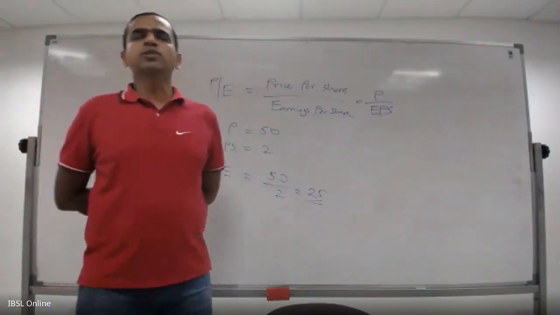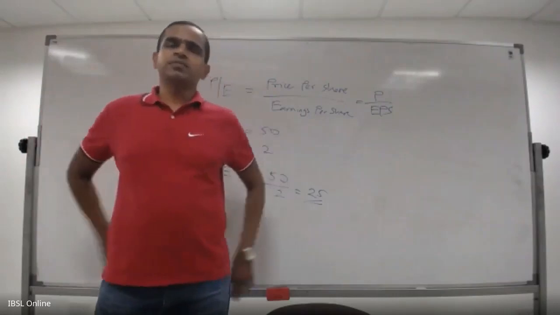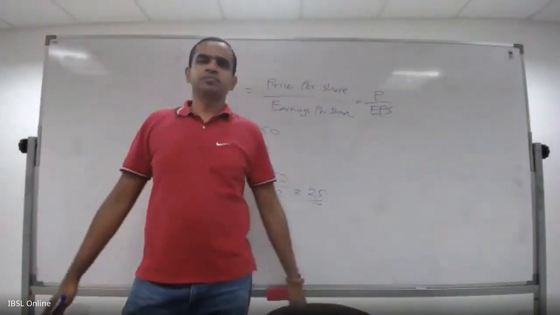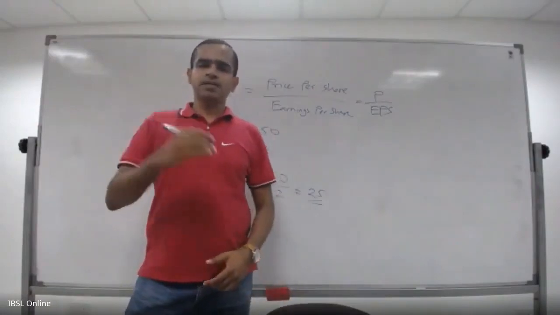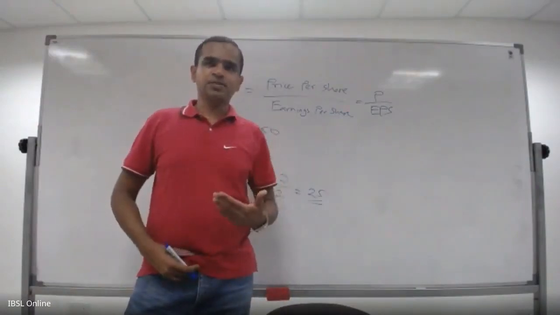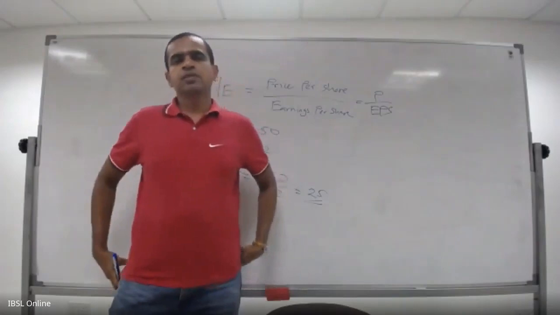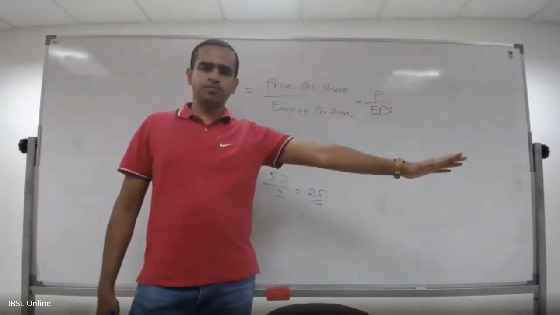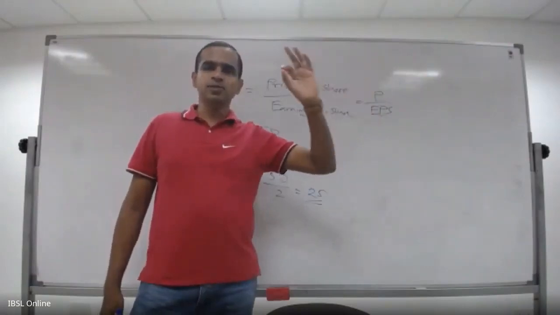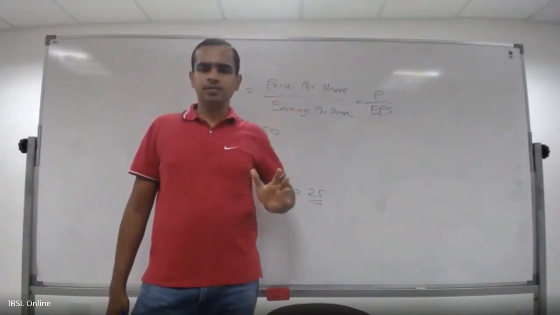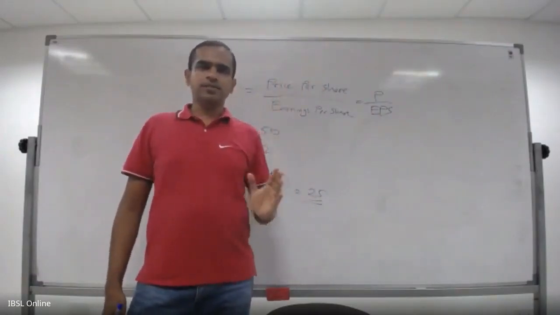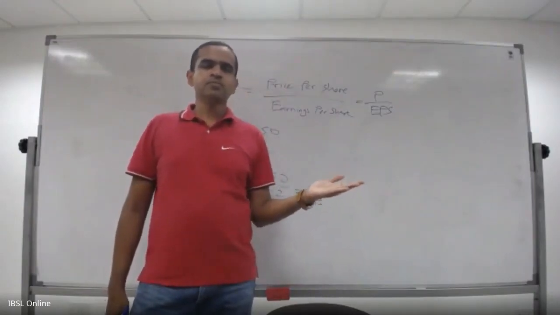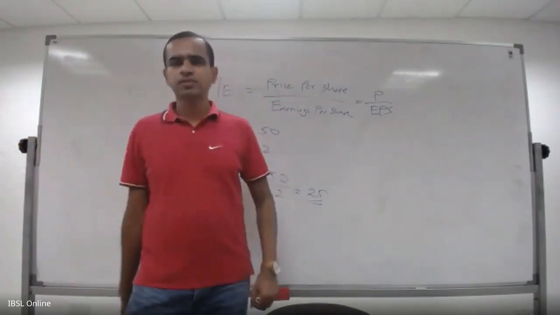PE models, there are two types of PEs. One is called the trailing, that means the last 12 months. The other one is the leading, the next 12 months. Trailing PE is the market price of a share divided by earnings per share. Remember, it's always the price of a share divided by earnings per share. If it's trailing, you look at the last 12 months earnings per share. In each case, the numerator is the same, always market price per share. The denominator will change. If it's trailing PE, that means the last 12 months earnings per share. Leading PE means the forecasted 12 months earnings per share.